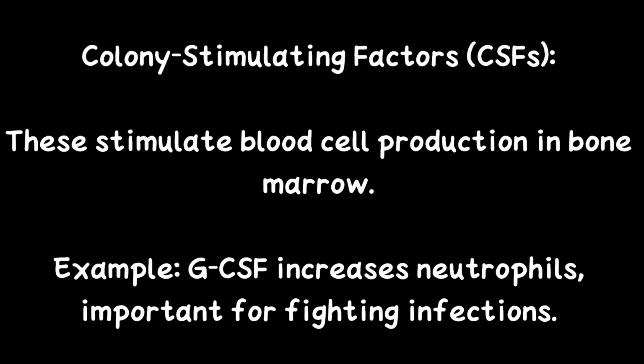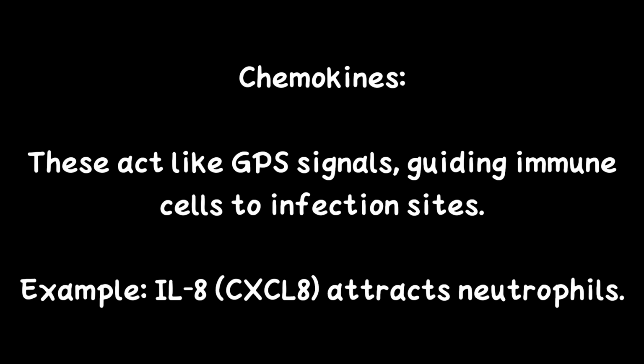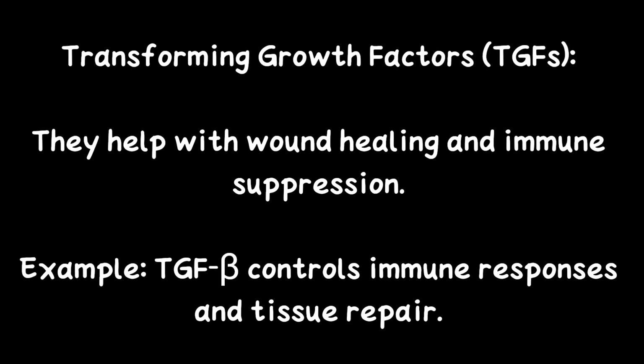Colony stimulating factors, known as CSF, stimulate the production of blood cells in the bone marrow. For example, G-CSF promotes neutrophil production, and M-CSF stimulates macrophage production. Chemokines direct cell migration, chemotaxis, especially of immune cells to the infected site. For example, CXCL8, interleukin 8, attracts neutrophils to the infected site, and CCL2, MCP-1, recruits monocytes and macrophages. The transforming growth factors regulate immune suppression, tissue repair and fibrosis. For example, TGF-beta inhibits the immune response and promotes tissue healing.